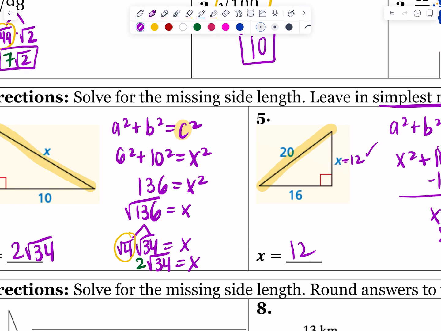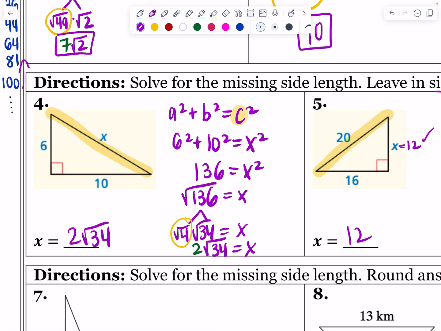Yes, it is. Let's do that for number 4 real quick as well. 2 root 34, when you type that in, that is more than 6, and that's more than 10. So that does make sense as an answer as well.